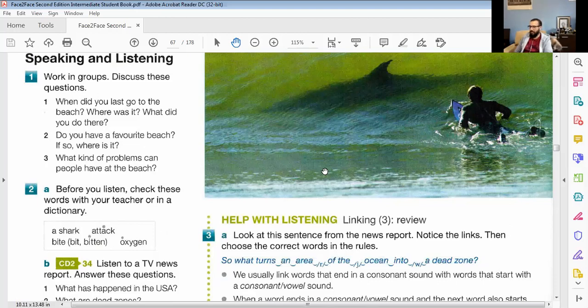Maybe rubbish on the beach, a lot of rubbish. Okay. So in some beaches there's rubbish, correct? This is a problem. What else? Yes. Also, maybe crowded in the summer.